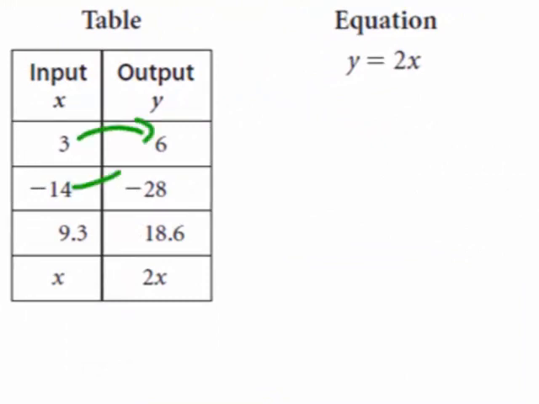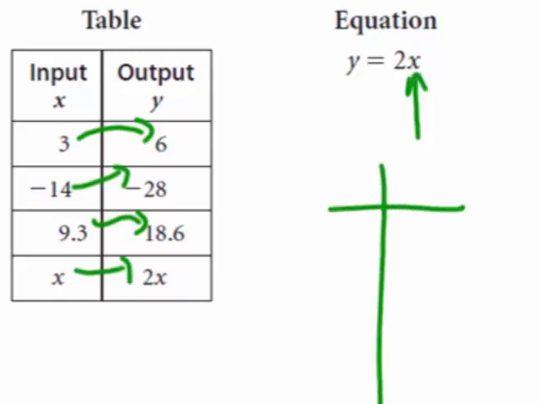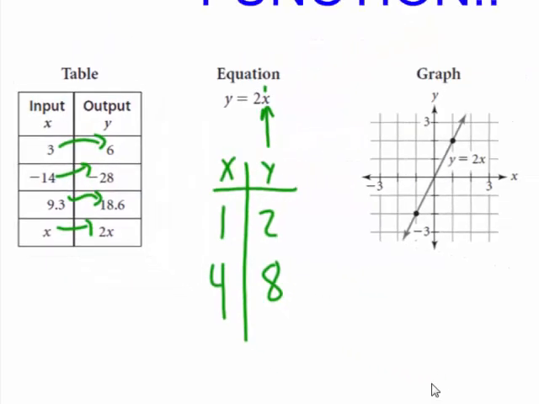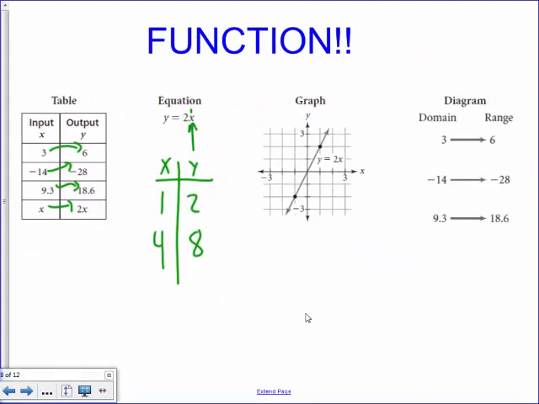3 has one output. Negative 14, one output. One output. One output. Good. If I were to make a table and I plug in a number for x, for example 1, I'd get 2 times 1, which is 2. Would I ever get 2 answers for y if I plug in one number for x? No. If I plug in 4 for x, I'm only going to get one answer for y. Right? So each input has one output.